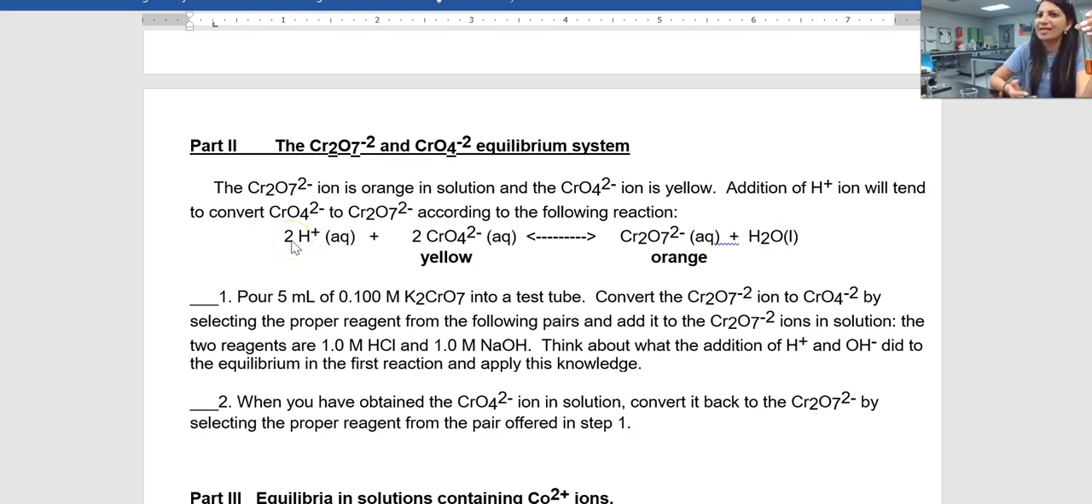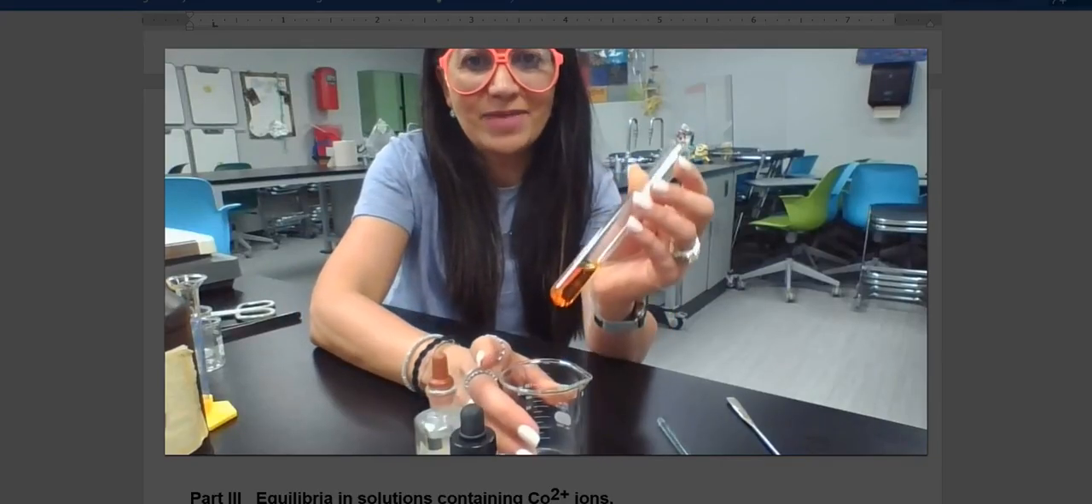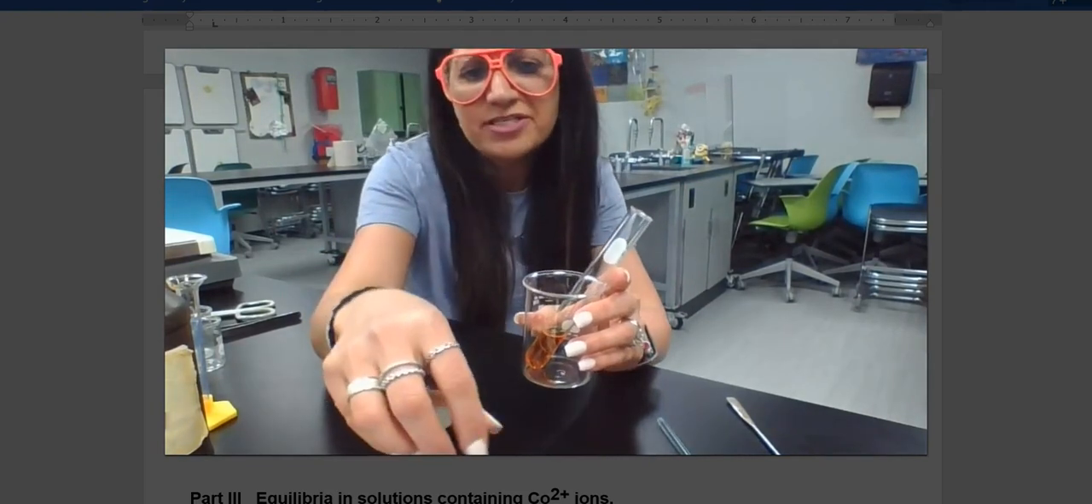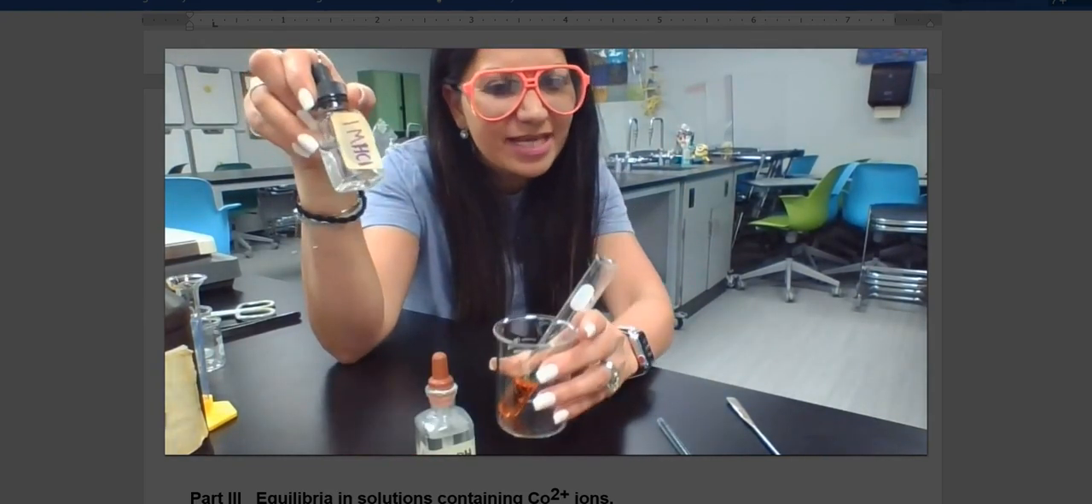Remember, what does Le Chatelier say? If you take something away, what do we want to do? It's also similar to adding water, because when I add the OH- or the NaOH, the OH- will form H2O when it bonds with the H+. So think about it and let's see if you got this right. I've got my potassium dichromate here. Did you guess that we were going to add HCl to it?